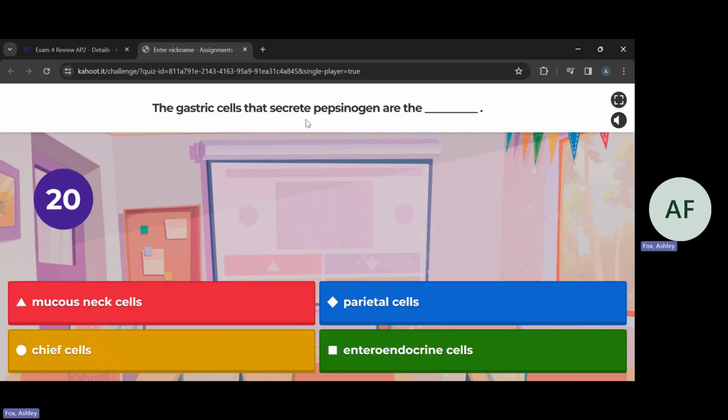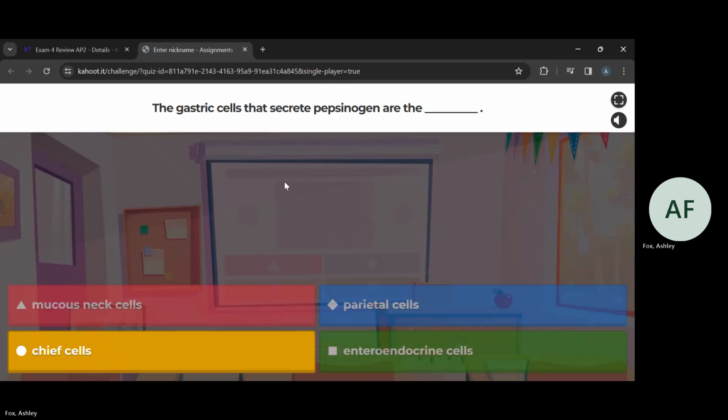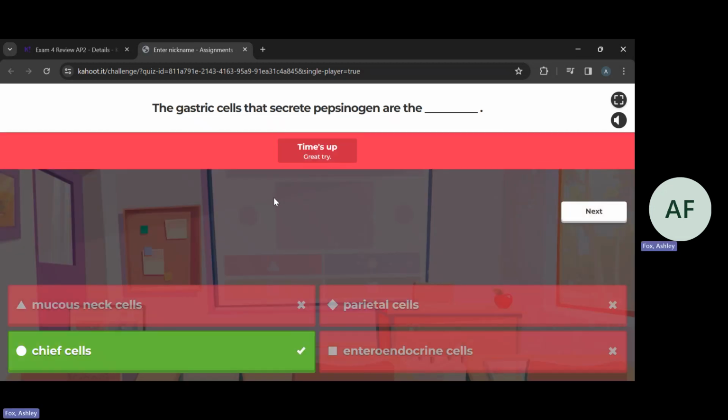Now I kind of give this away, but the gastric cells that secrete pepsinogen are these are the chief cells. Remember, chief cells are secreting pepsinogen, the inactive form of the protein digesting enzyme, and then converted to pepsin by the parietal cells with their hydrochloric acid.